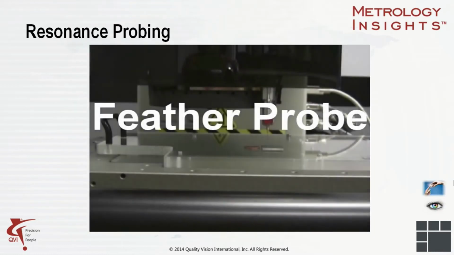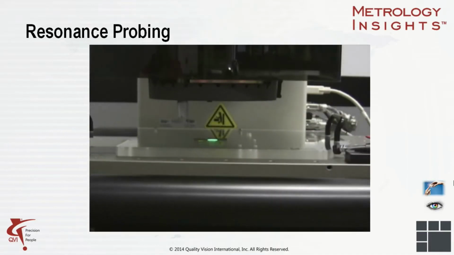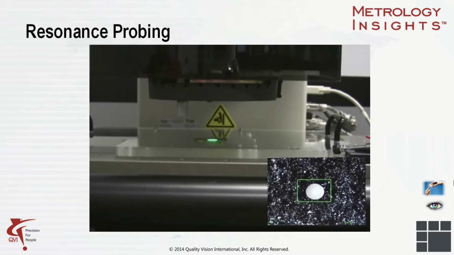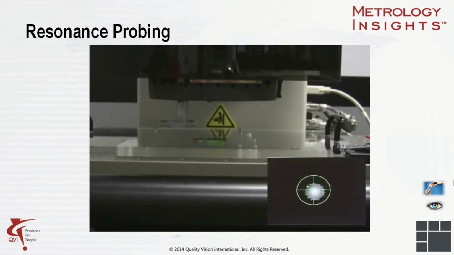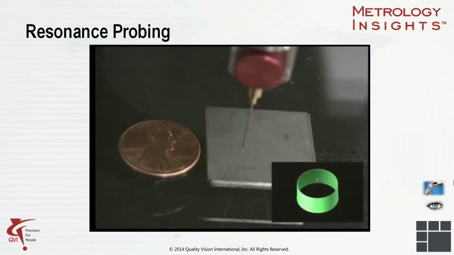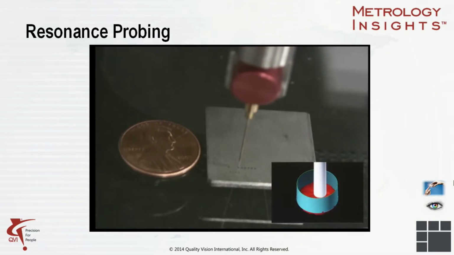Tactile and scanning probes work well for many measurements, but there is a practical limit to the size that can be probed. For these very small features, we need a micro-sized probe with micro-probing force. We call this a feather probe. Instead of triggering a measurement when the probe deflects, the feather probe triggers by sensing a change in resonance when the probe comes into contact with a surface.